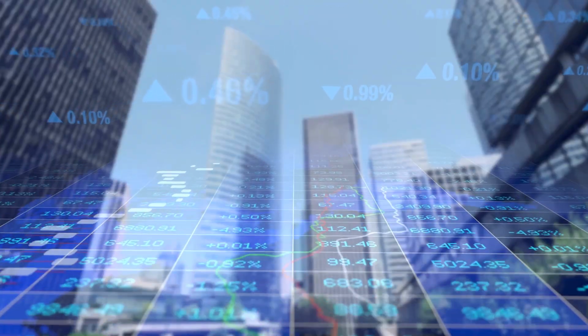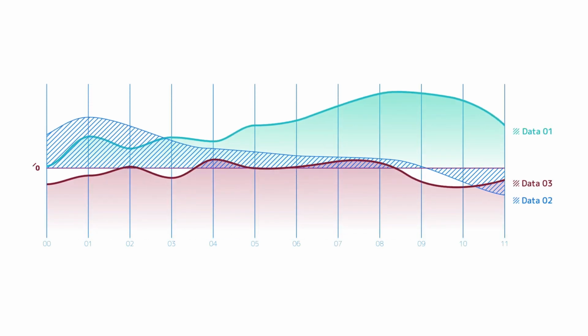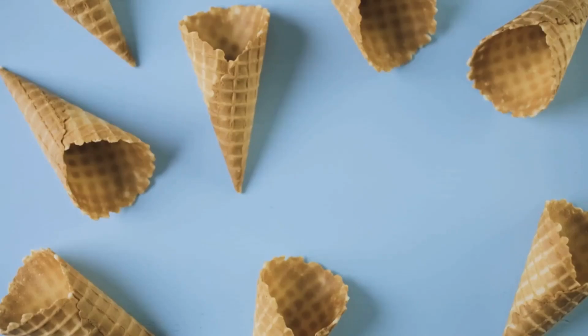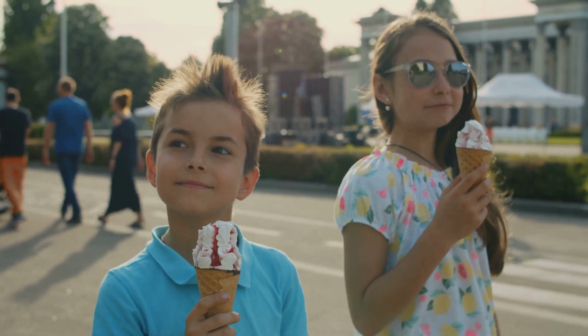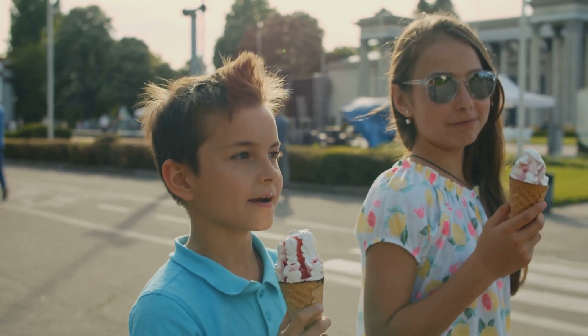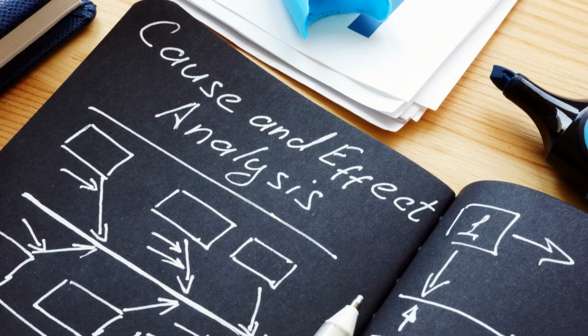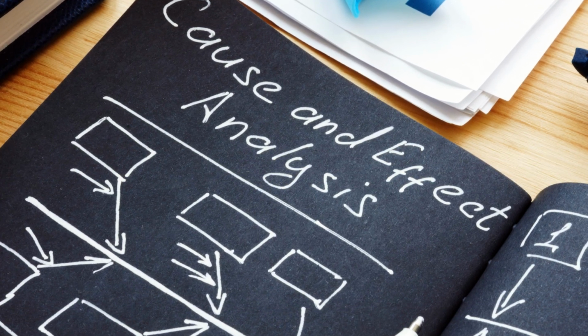Suppose we observe a correlation between ice cream sales and crime rates. Both tend to increase during summer. This doesn't mean ice cream causes crime. The hidden factor here is temperature. As temperatures rise, people crave ice cream, and more people are out and about, increasing the opportunity for crime. This example demonstrates that correlation doesn't equal causation.